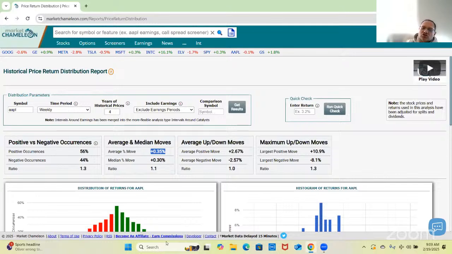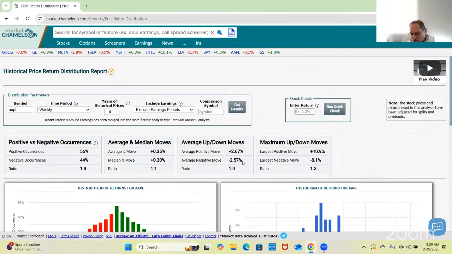So here on average, the up moves were 2.67%. The down moves on average were down 2.57%. So that suggests that the moves to the upside or to the downside on average are similar, maybe a little bit higher magnitude to the upside, but very similar as far as magnitude of moves.